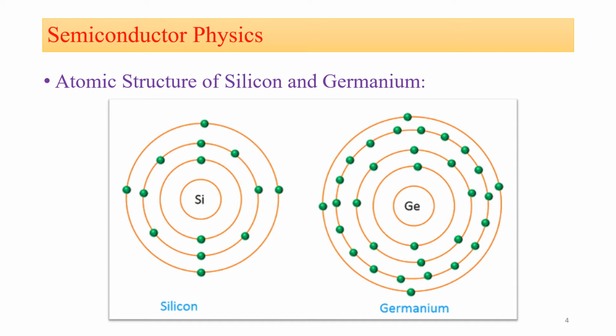Now this is nothing but what? The atomic structure of silicon and germanium. There are a total of 14 protons and neutrons in the nucleus of the silicon. Similarly, there are a total of 32 protons and 32 neutrons in the nucleus of the germanium.